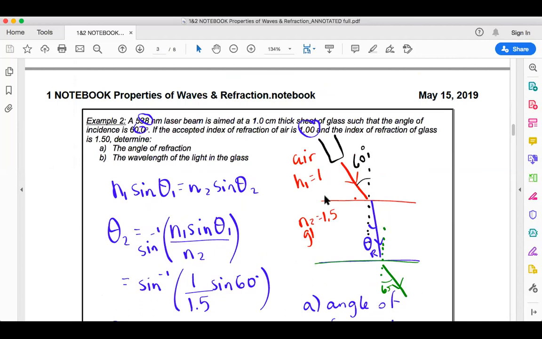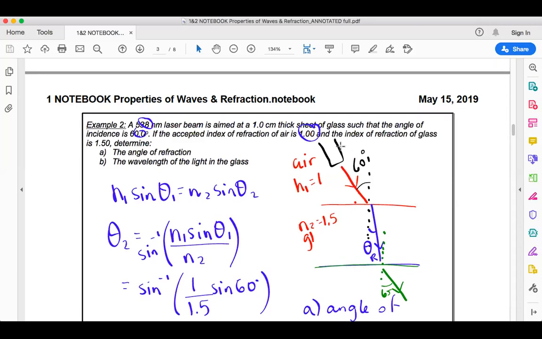So drawing a diagram, you have this 1 centimeter thick sheet of glass. The top and the bottom are parallel to each other, and our laser beam is shooting light at 60 degrees to the normal. If you're going to draw a diagram for a problem solving question, I highly encourage you to draw the single light ray diagram. Even if you were given a wavefront diagram, I would convert it to this.